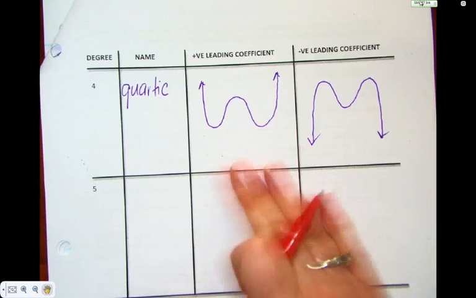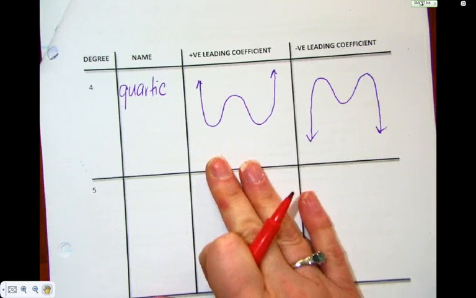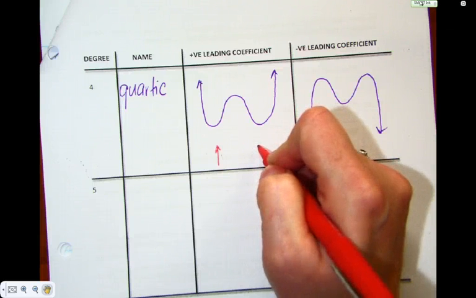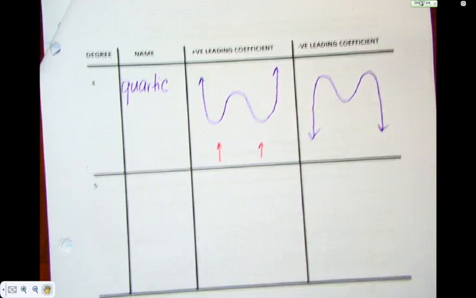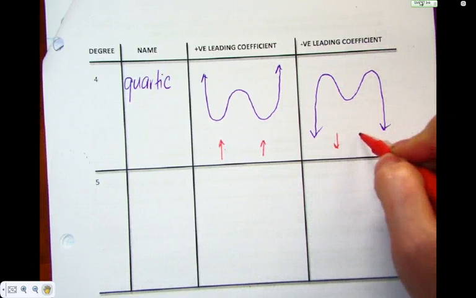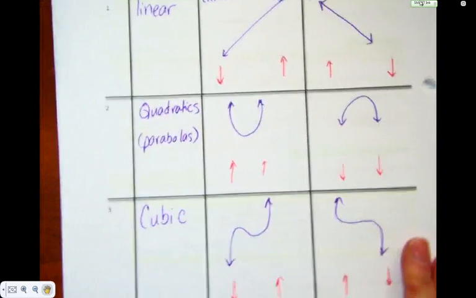Okay, let's look at the end behavior. If it's positive, it is going up and up. If it's negative, down and down. Okay, so I'll flip, you stay on this page because we need to see both together.